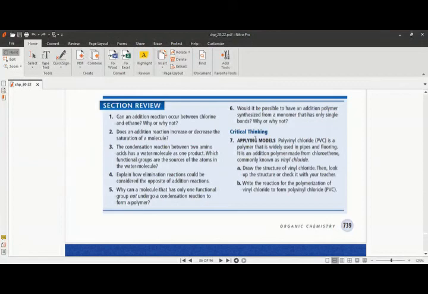Okay, guys. Question number five: why can a molecule that has only one functional group not undergo a condensation reaction to form a polymer? Because when a molecule that has a single functional group takes part in the first step of a condensation reaction, no functional groups remain. That's why you can't continue the condensation reaction. You have only one functional group, so by making a condensation reaction in the first step, you remove this functional group.